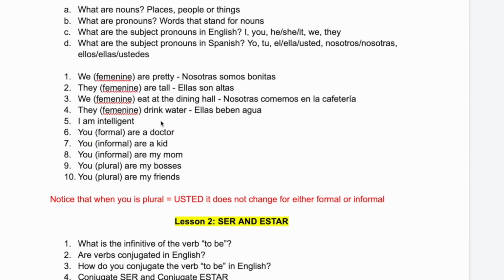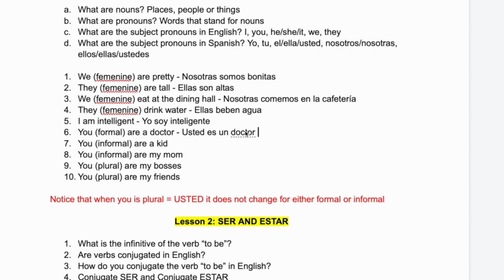I am intelligent. Remember the pronunciation. Yo soy inteligente. You formal are a doctor. Usted es un doctor. The reason you are using usted and not tú is because you probably don't know your doctor in friendly terms. He's probably not your friend. He is someone that has a certain relationship with you, but is a formal relationship. So that is why doctor is usted.